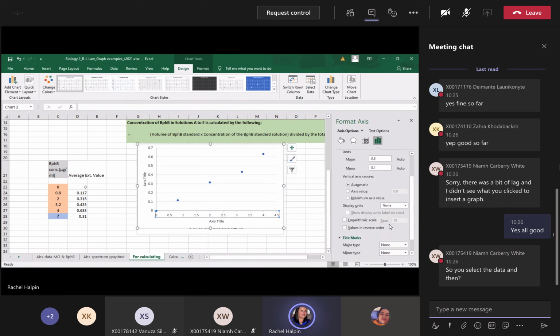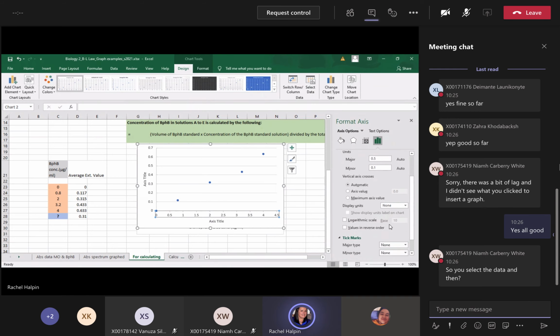Now, the next thing you need to do, I'm going to delete that. The next thing you need to do is you pick one data point on the graph. You're going to right click on that. So you see all the data points will be highlighted. Okay, I want to add a trend line. So that's how we put in our best fit line. You add trend line.